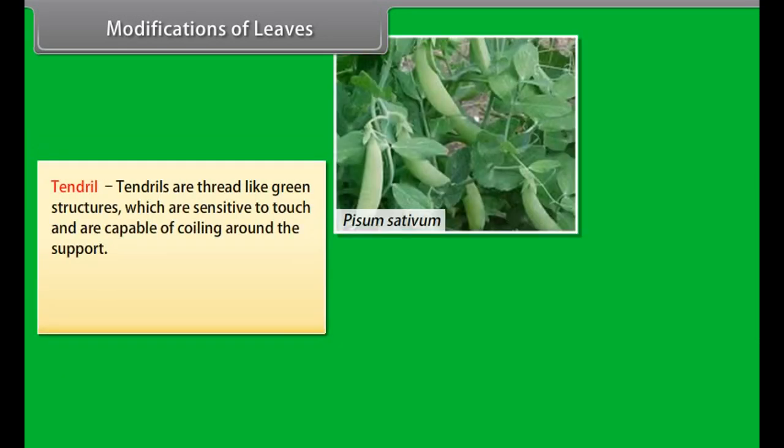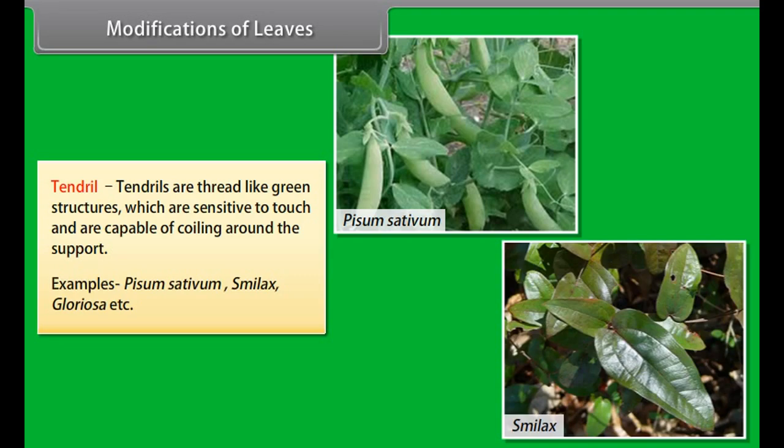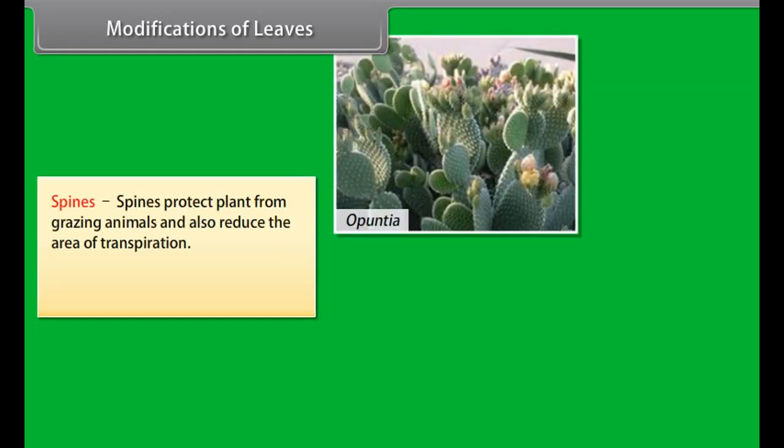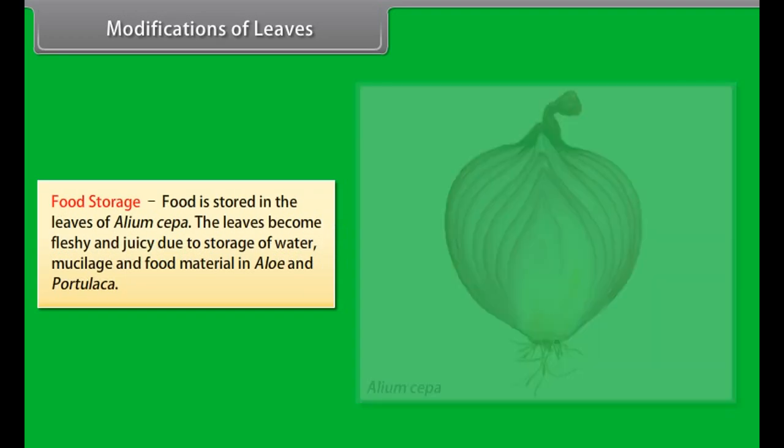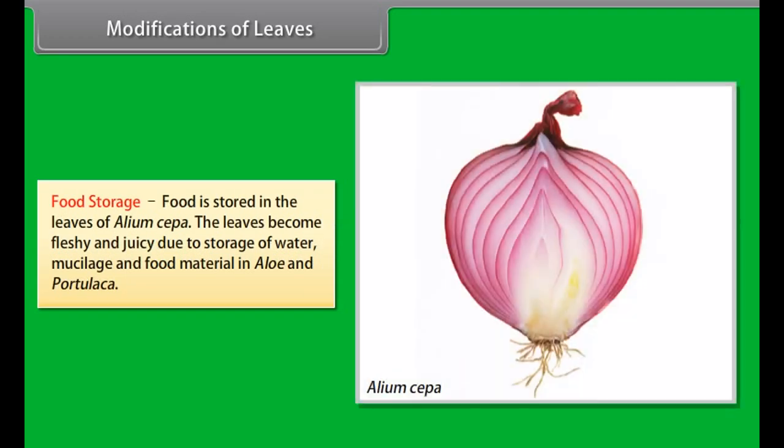Tendril. Tendrils are thread-like green structures which are sensitive to touch and are capable of coiling around the support. Examples: Pisum sativum, Smilax, Gloriosa, etc. Spines. Spines protect plant from grazing animals and also reduce the area of transpiration. Examples: Opuntia, Aloe, Argemone, etc. Food storage. Food is stored in the leaves of Allium cepa. The leaves become fleshy and juicy due to storage of water, mucilage, and food material in aloe and portulaca.